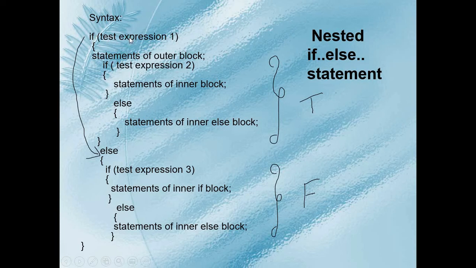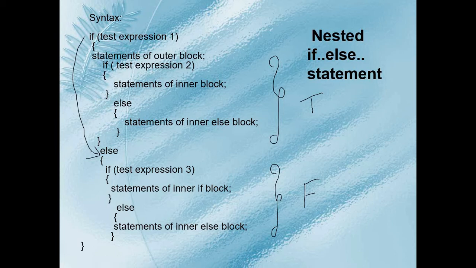Here we have the first test expression, that is the condition. When this condition is true, we are supposed to check one more condition. So here in the true block of this outer if statement, we have another if statement where we are checking another test expression. If this expression is true, it executes the statements of the inner block. If this expression 2 is false, it goes to else part of this inner if statement.